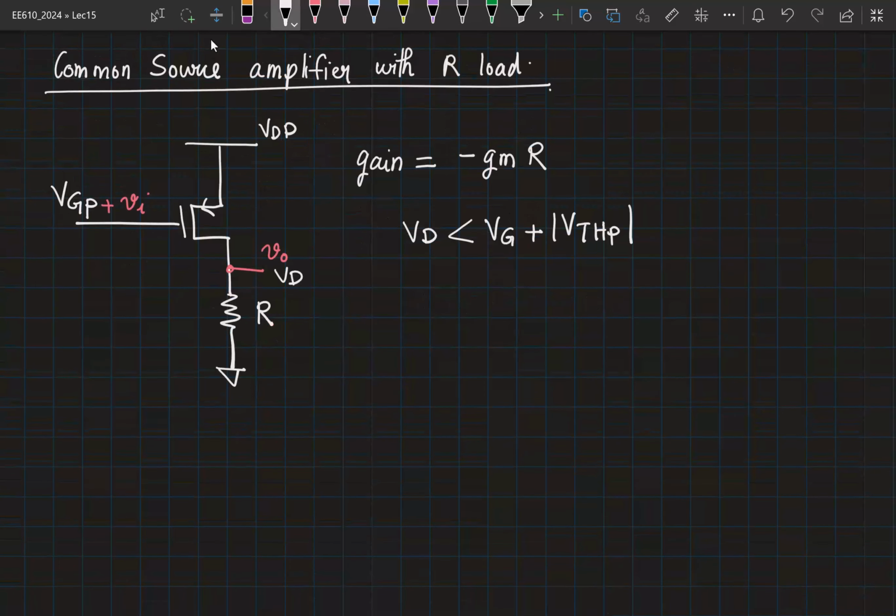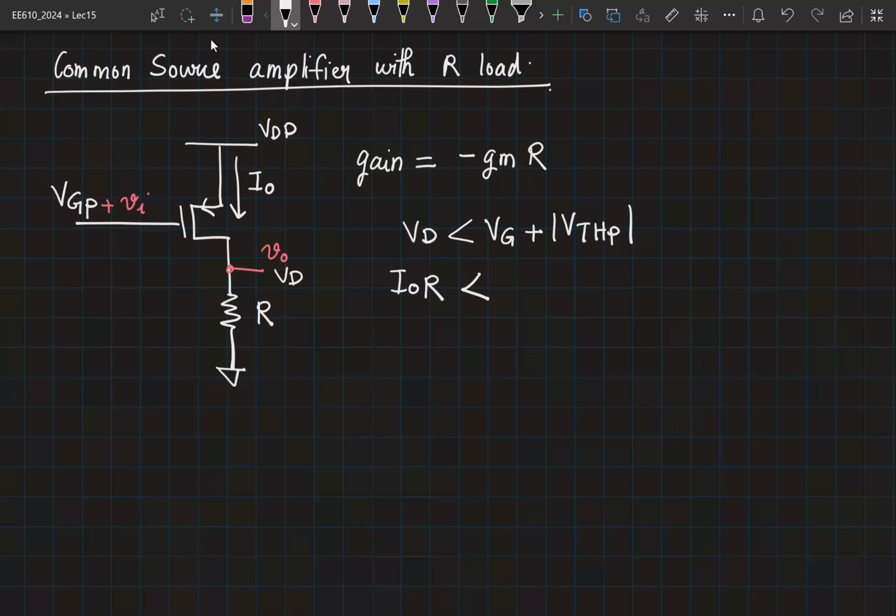Which means what is VD now? That is whatever is the bias at the output, right? And what would be the bias at the output? Assume that you have biased it such that a current I0 is flowing through it. Now can you tell me what is the drain voltage? Good. So this is simply I0 into R.